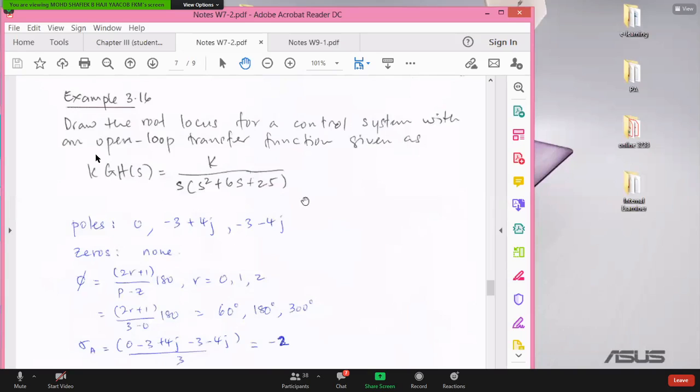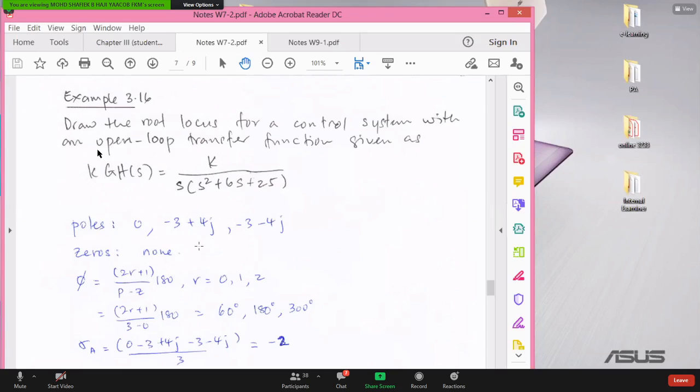Okay. So now we have this third order system. From the numerator, we can see that there are no zeros. So zeros, there's none. We have 3 poles, 1 real pole at the origin, and the other, we have this complex conjugate pole at minus 3 plus 4j and minus 3 minus 4j.